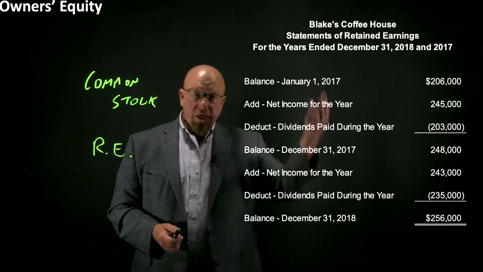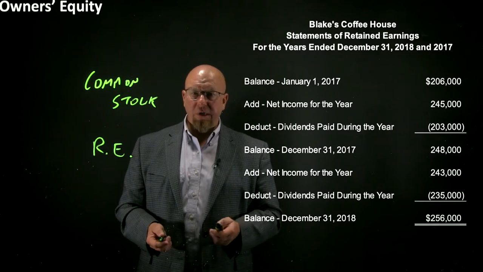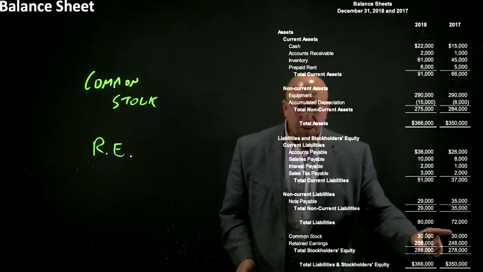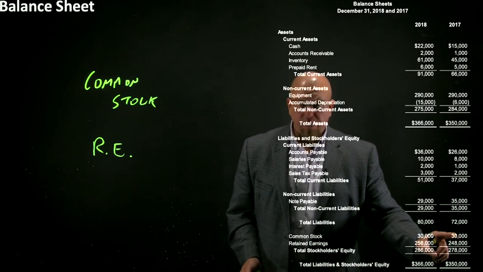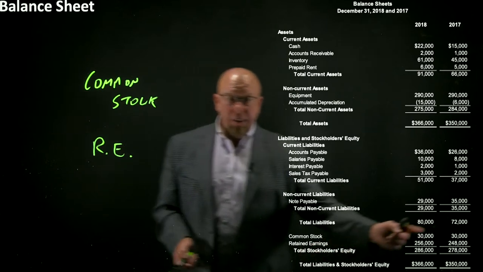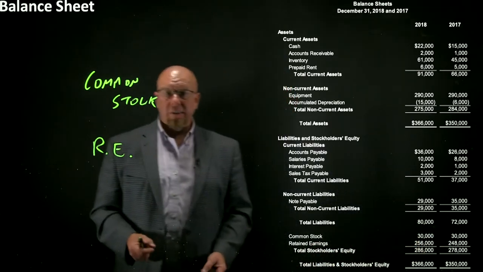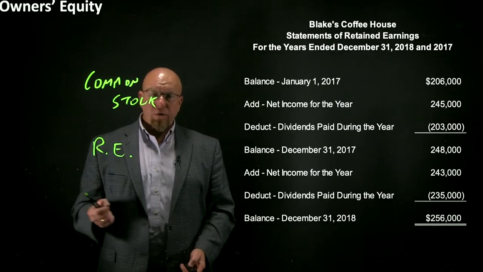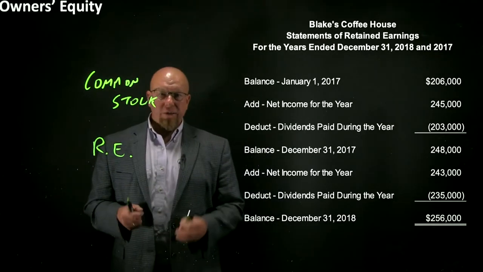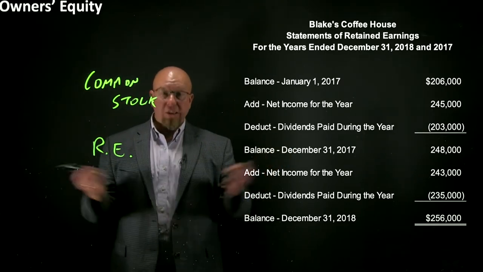Now, in this case, retained earnings was the only owner's equity account that changed from year to year. If I go back and look at this balance sheet, you can see that common stock was the same at the end of 2017 as the end of 2018. Retained earnings, however, increased from 248 to 256. So when we get to the owner's equity statement, we're just going to explain what happened to retained earnings. There's really no value in saying that common stock stayed the same.